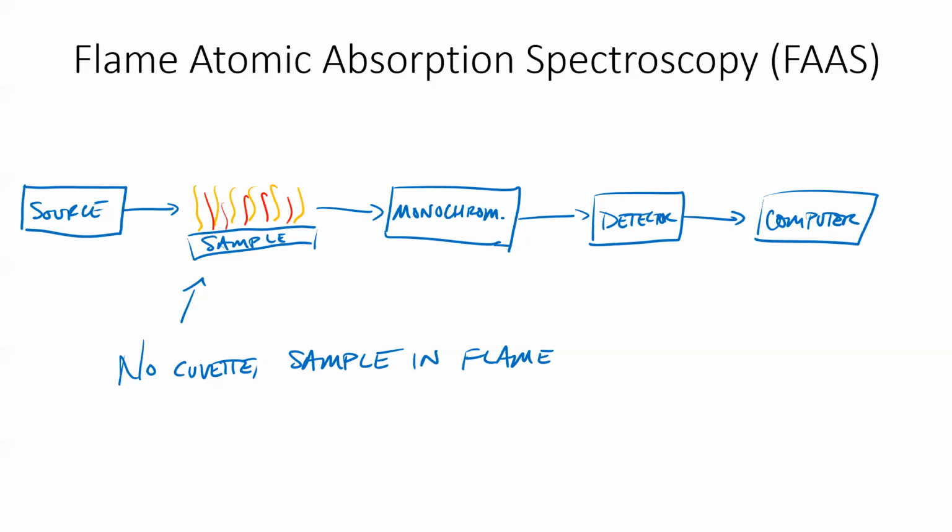But before we get into the instrumentation, I want to talk a little bit more about theory. But we need to understand that the flame part of this is what affects a lot of the signal that we get out of an AA. And so there's our block diagram for an AA. We'll come back to it a few times here.